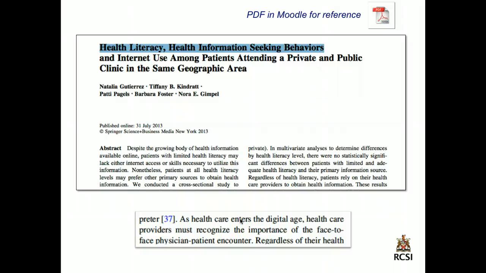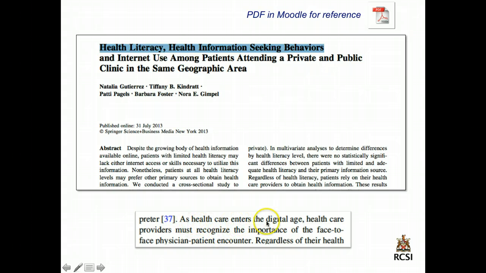So there is a PDF in Moodle for reference. I'm not asking students to read it slavishly, but you must understand the basic concepts. Health literacy, health information seeking behaviours, and internet use amongst patients attending a private and public clinic in the same geographical area. So I'd like you to get an idea of what the authors have done. This is in July of last year.